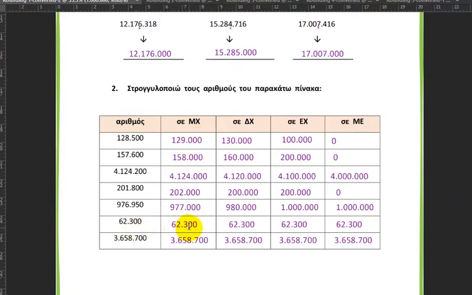62,300 rounded to the thousands. The thousands have a 3 next to them, which is a small number, so it just becomes 0 and nothing changes. Next, the tens of thousands have a 2 next to them, which is a small number again, so it turns to 0. The 3 turns to 0, and we get 60,000.